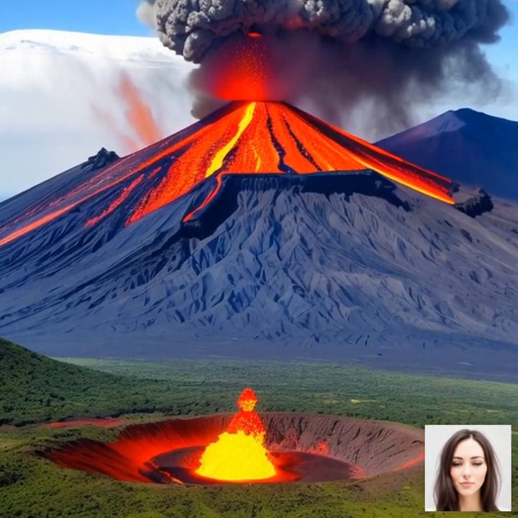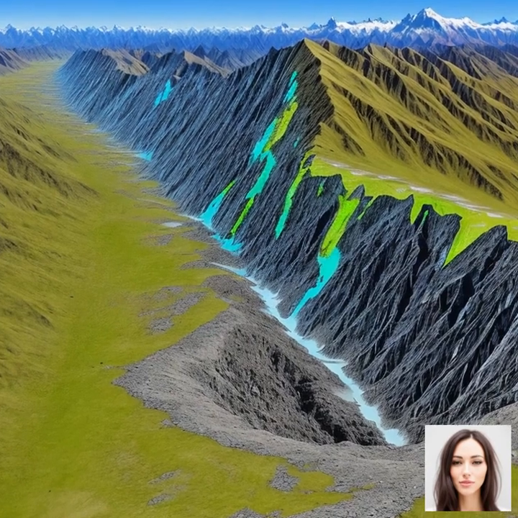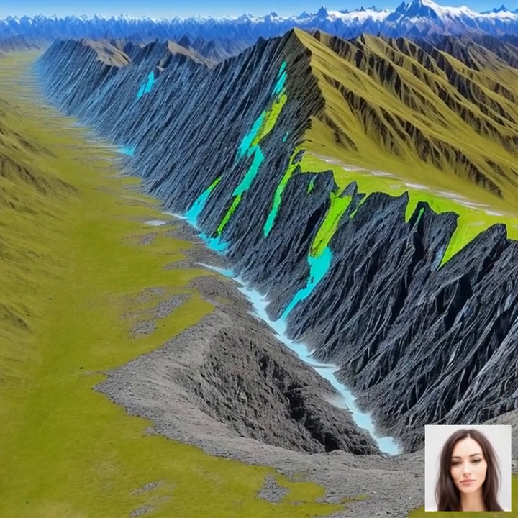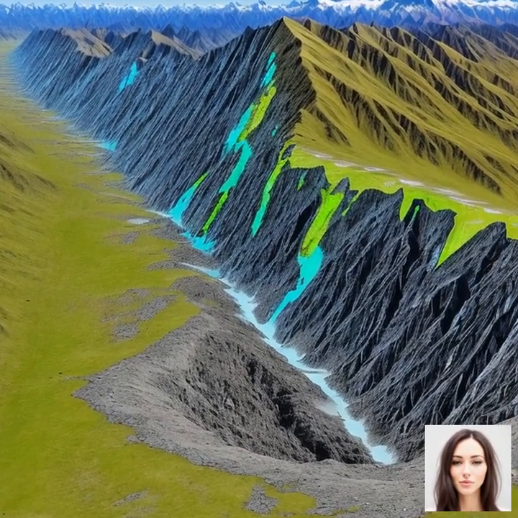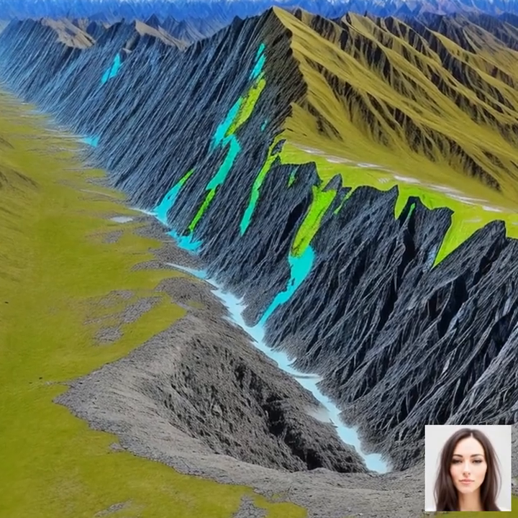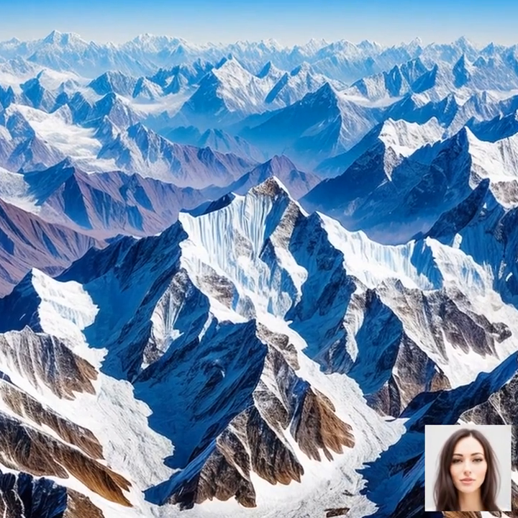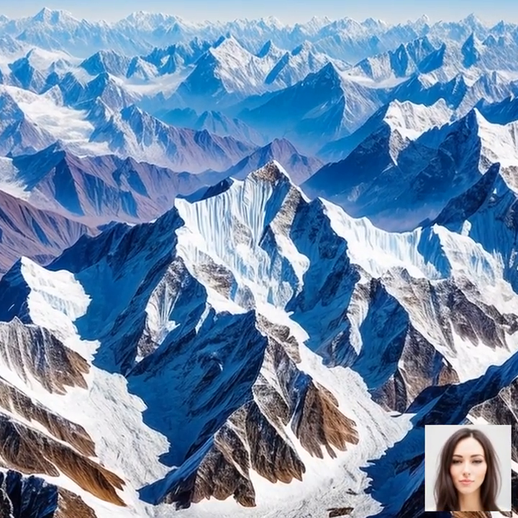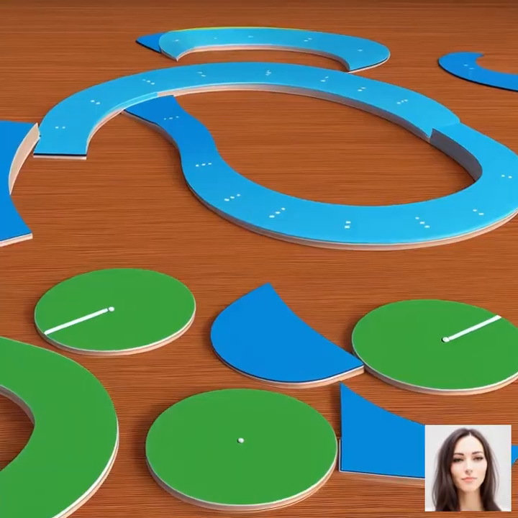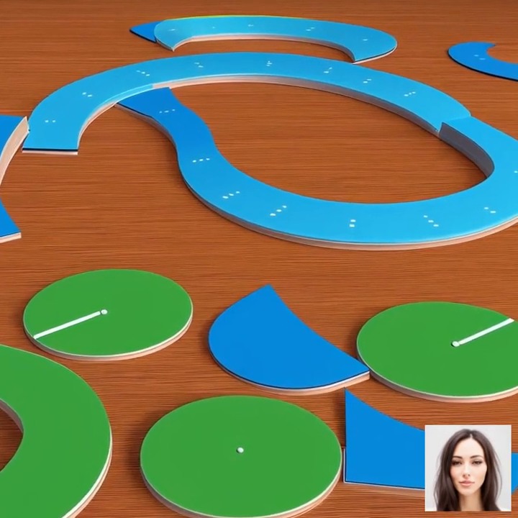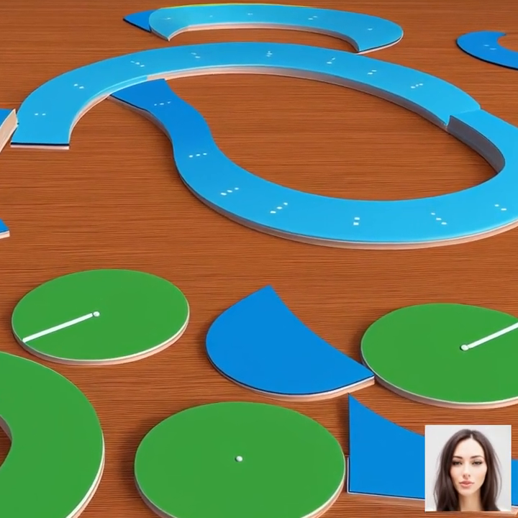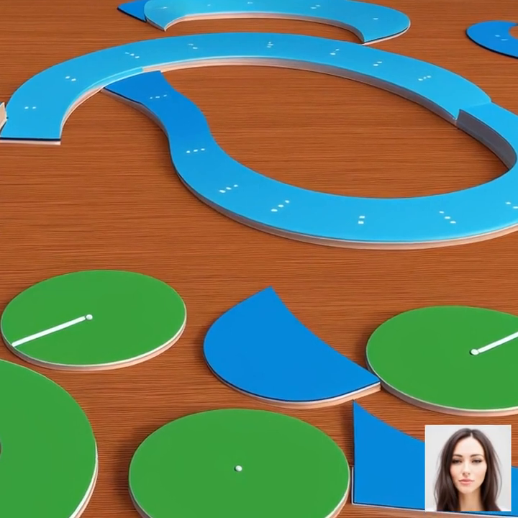There are three main types of boundaries between tectonic plates: divergent, convergent, and transform. At divergent boundaries, plates are moving away from each other, creating new crusts as magma rises from the mantle. This is primarily seen at mid-ocean ridges, where new oceanic crust is continuously being formed.